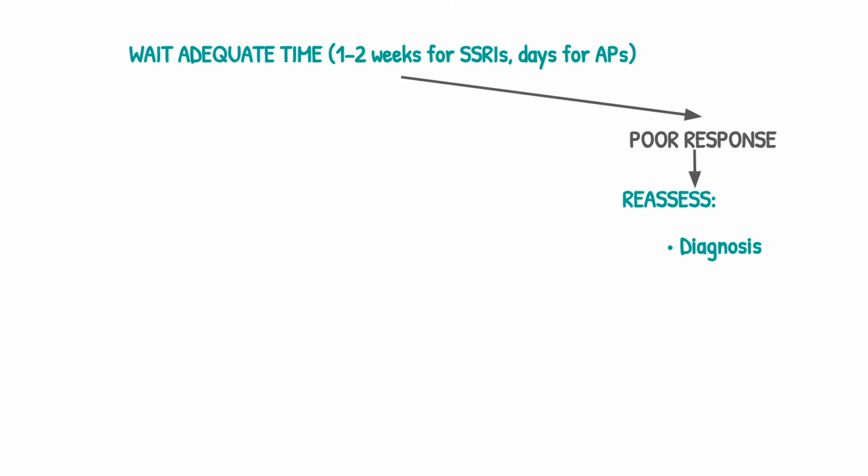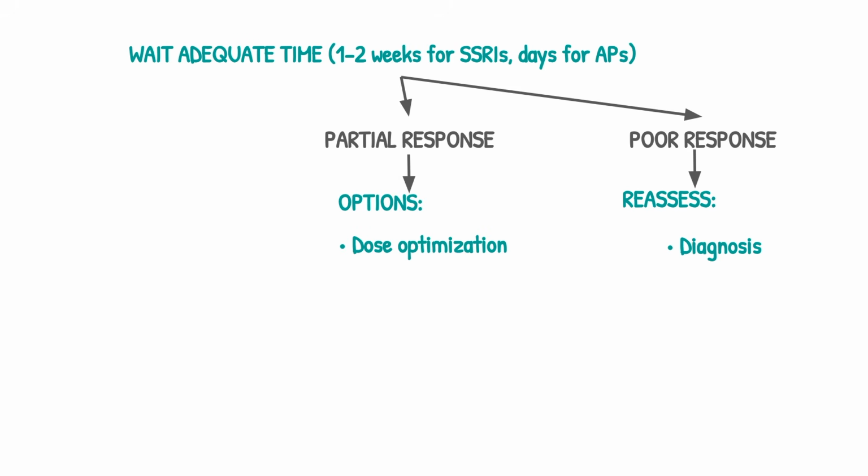A partial response indicates some improvement, but persistent symptoms remain. This requires careful evaluation rather than immediate switching. Partial response often reflects inadequate dose, duration, or adherence. Dose optimization involves increasing the dose within the therapeutic range. This is often the simplest and most effective step when response is partial and side effects are tolerable.